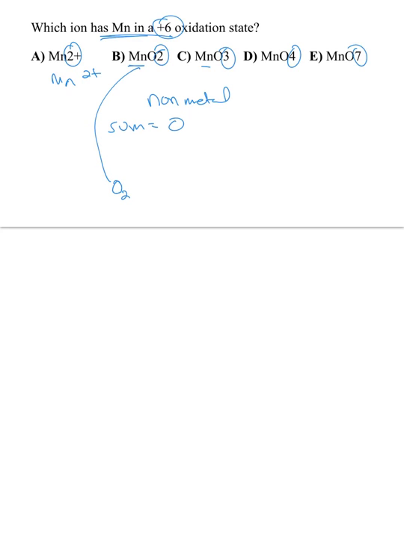This one, O2, is -2 times 2. So that's a -4. And since there's only one magnesium, that's a +4. This one here, 3 times -2 is a -6. And there's only one magnesium, so that's a +6. So C is your answer.